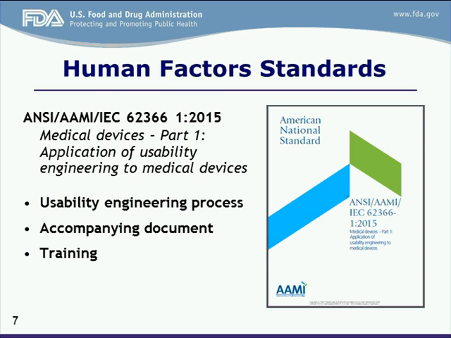This document will walk you through the usability engineering process. An important thing to note is that while this is a recognized consensus standard at the agency, it is not a test standard per se. It's a horizontal standard. It identifies a process to implement usability engineering. So as we review submissions, when we see conformance to the standard, what we may ask for is the data behind that, because conformance to the standard doesn't indicate a pass-fail type result. It indicates that the process is solid.